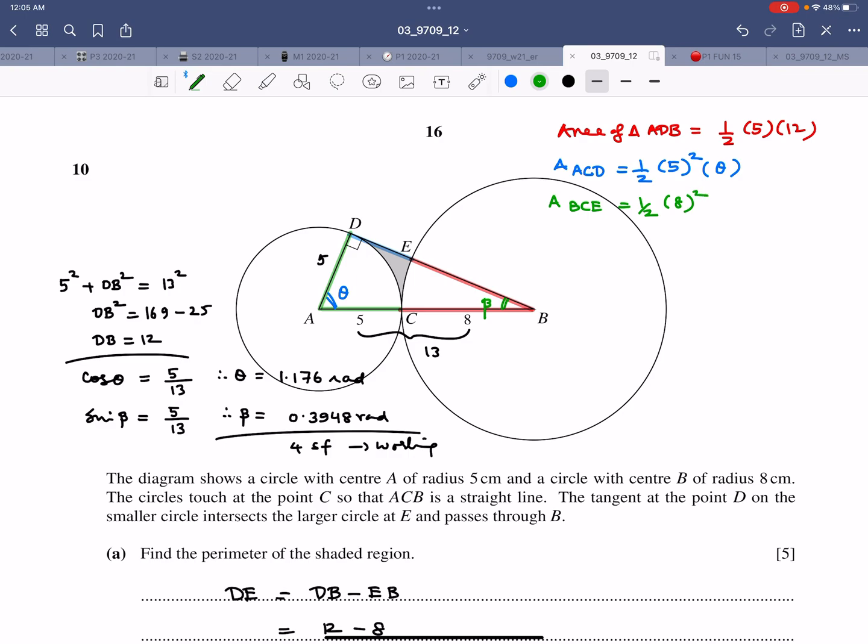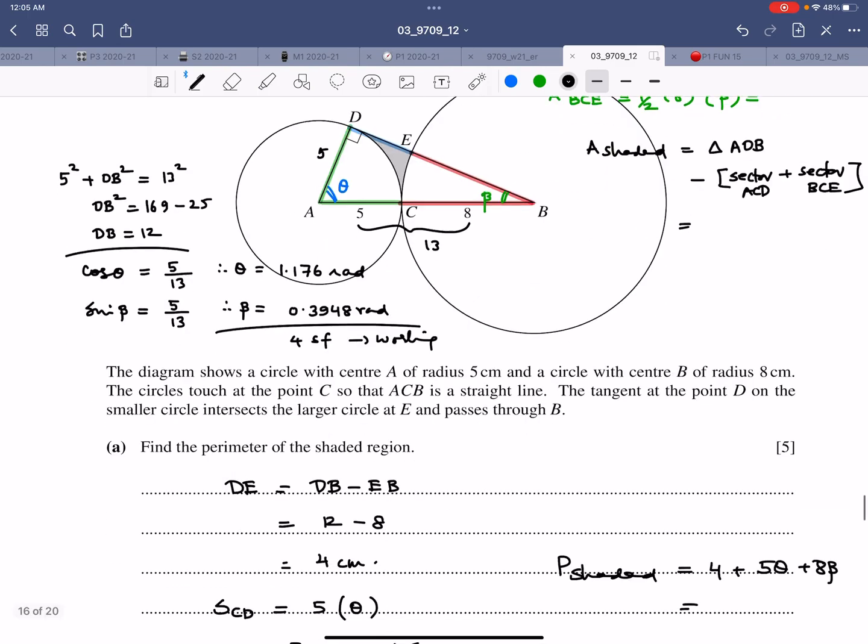So basically, what do you have? You have the area of the triangle, subtract the two sectors. So the area of shaded is the area of triangle ADB minus the sum of the areas of sector ACD and sector BCE. And of course, it's between you and your calculator to figure it out.